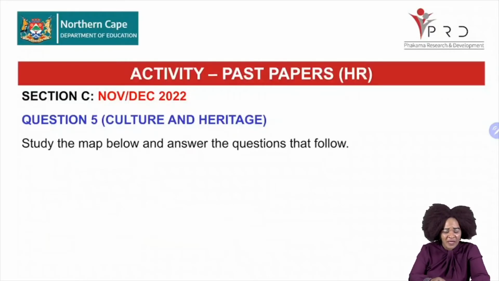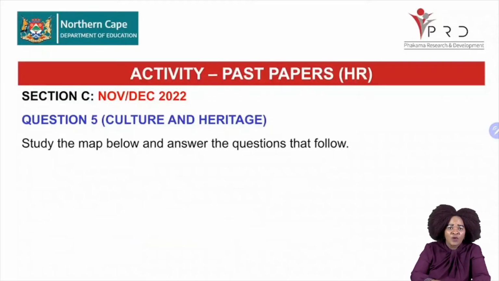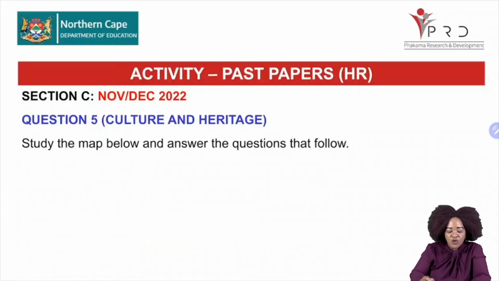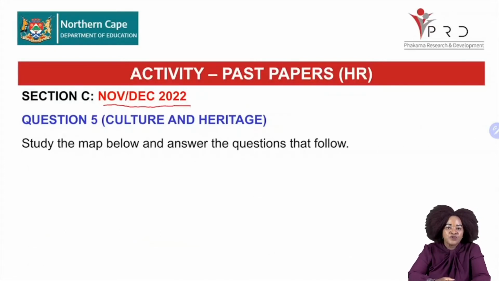Now we've come to the end of our exam tips, grade 12 learners. I hope you are going to do as we have explained. Now we're getting to the activity part of our lesson, whereby questions have been taken from the past papers. So this section C specifically has been taken from the November-December 2022 question paper. I did mention to you that this topic is on question 5, and the topic is culture and heritage.